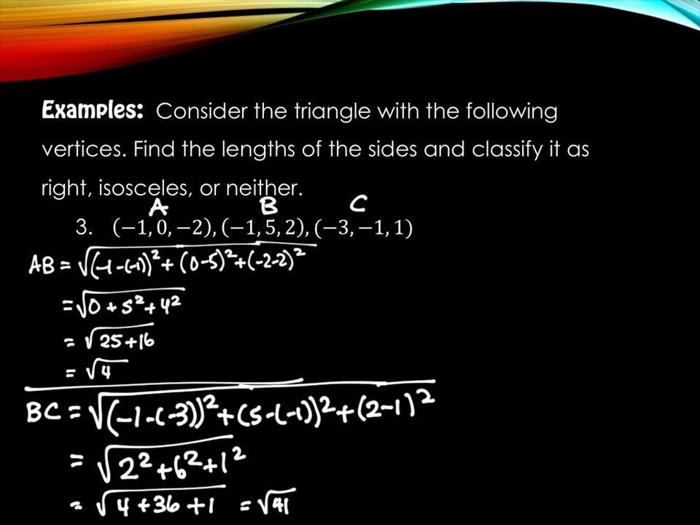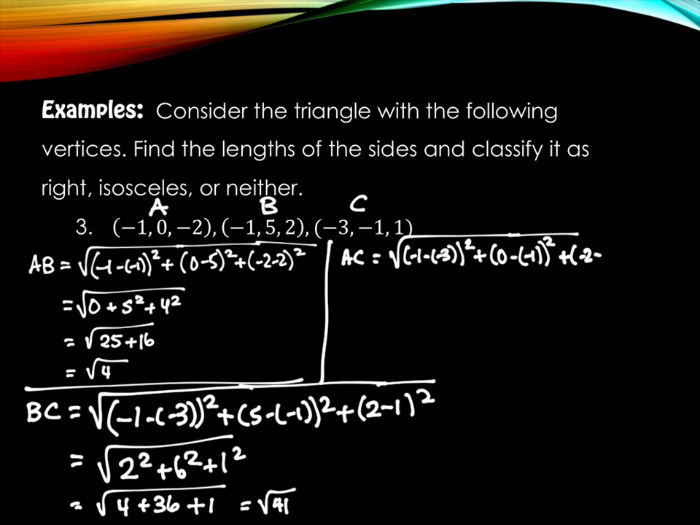Okay, so we have a third side as well, and we need that third side in order to establish whether it's a right triangle at this point. So we need to do side AC. So I'll go from A to C. So I have -1 minus -3 plus 0 minus -1 and -2 minus 1. Is it minus negative? No, minus 1.